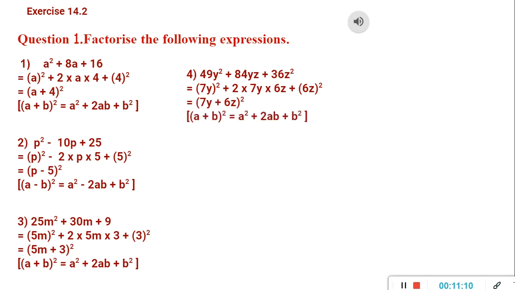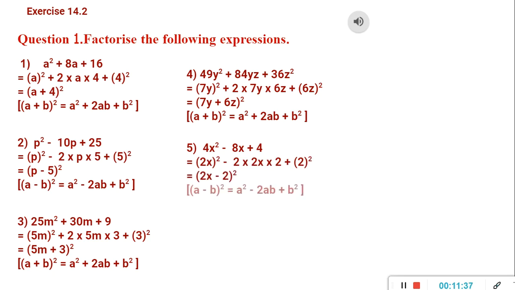Right? Now fifth one, 4x square minus 8x plus 4. Here also first term 4x square, that is the square of 2x. Last term 4. 4 is the square of 2. Middle term 2 into 2x into 2. That is equal to 2 times 4, 4 times 2 is 8, 8x. So this is second identity, that is a minus b whole square is equal to a square minus 2ab plus b square. So answer will be 2x minus 2 whole square.